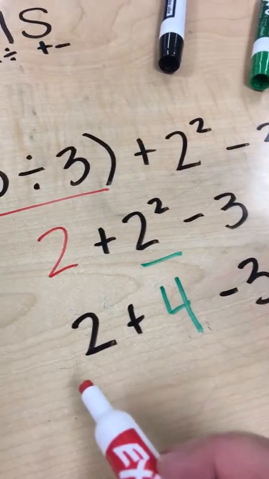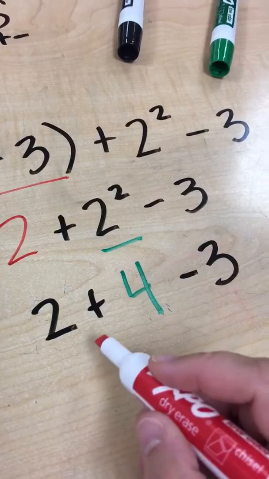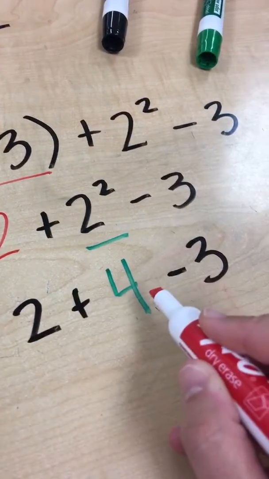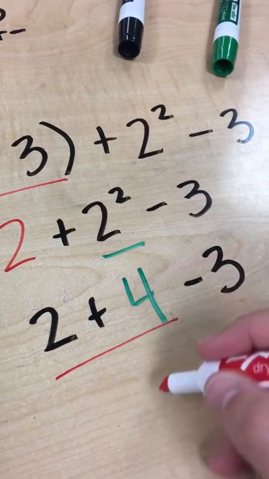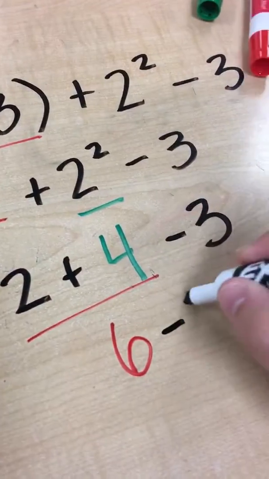You have to follow the order like you're reading a problem from left to right, and you do the one that happens first. So if I'm reading from left to right, I see that 2 plus 4 is first. 2 plus 4 is equal to 6. And then I'm going to copy down the rest of the problem.